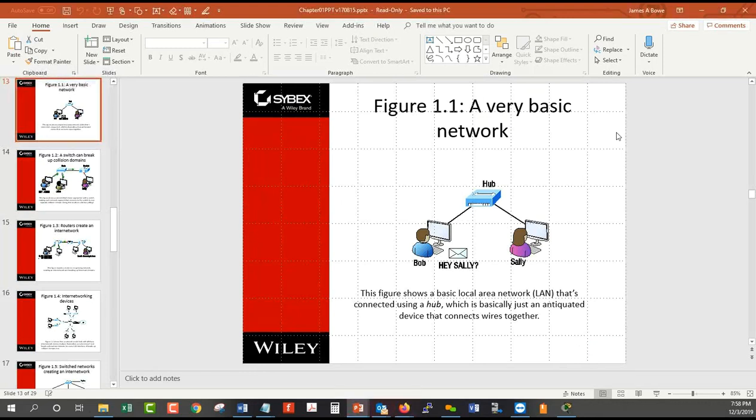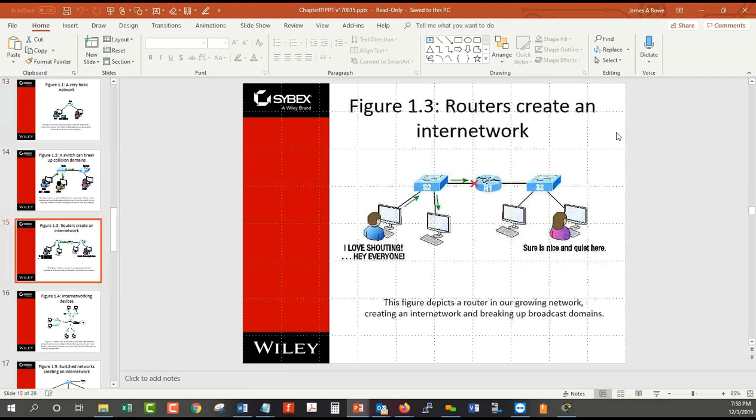This gets back into what the author was talking about, a very basic network where you have a hub. In this case, based on this diagram, how many collision domains are there? There is only one. A hub, all connections to a hub create a single collision domain. All right, so here's another one. Here we have 2 switches and a router. So how many collision domains do we have?